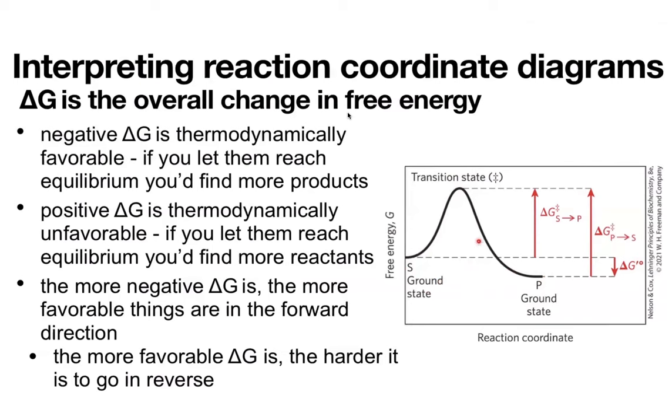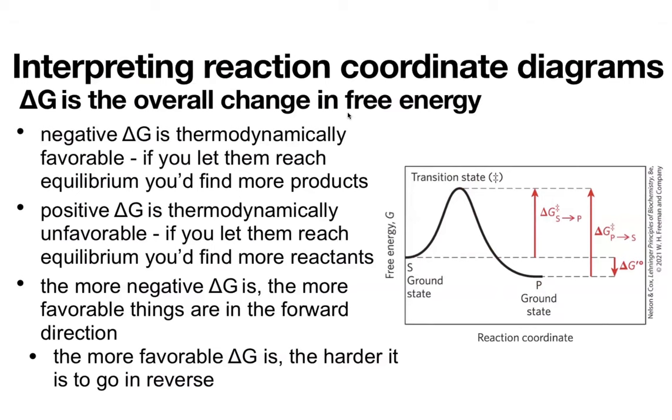And then this is just the delta G double dagger. So basically you have an additional step in between these, but delta G is the state function between just the S and just the P. Because remember, when you have this going up, you also have this coming down. So these cancel each other out.